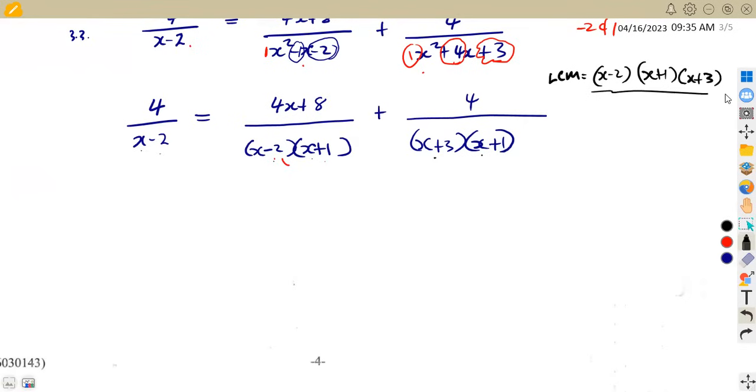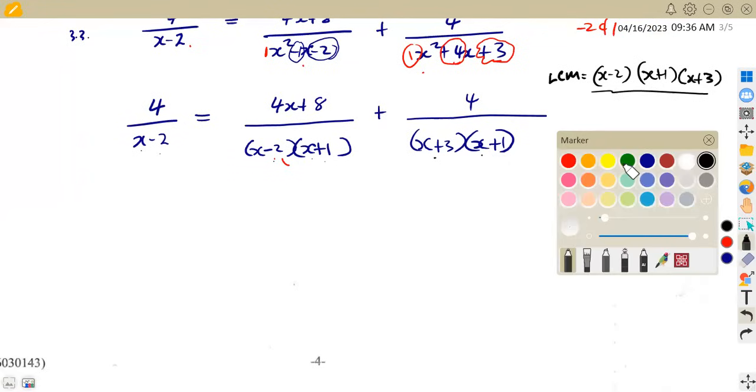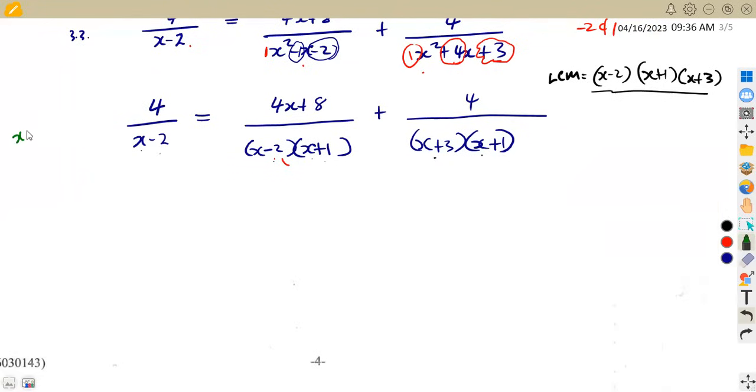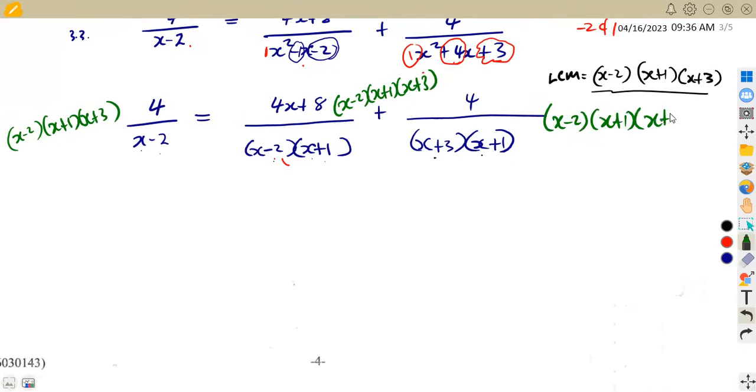Remember how to determine your LCM. This is the one that you're going to multiply throughout your terms. So this one we multiply by the LCM, x minus 2 into x plus 1 into x plus 3. We do the same here, and we do the same here, multiplying by the LCM, x minus 2, x plus 1, x plus 3.